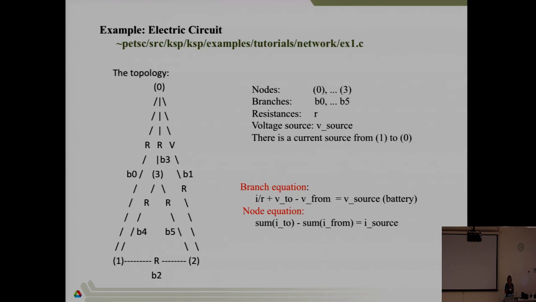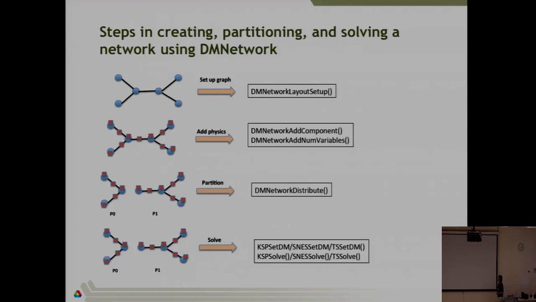For example, branch is one. In this case, node is the other. The way to use DMNetwork actually takes those 4 steps. The first step is to build a graph, right? The edges, the vertices, and the connectivity. That's the first step. Right now, we do that in sequential. We have planned to implement that in the parallel.